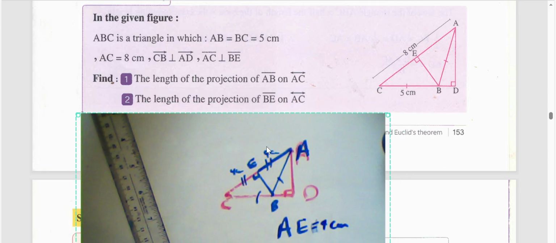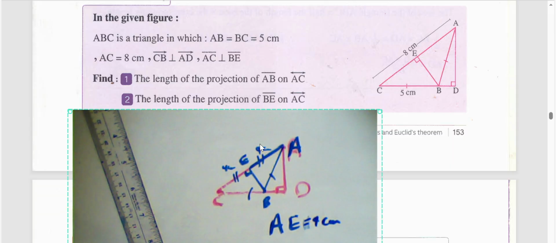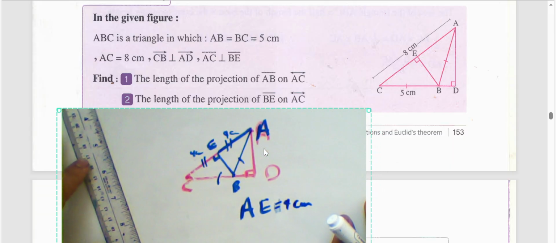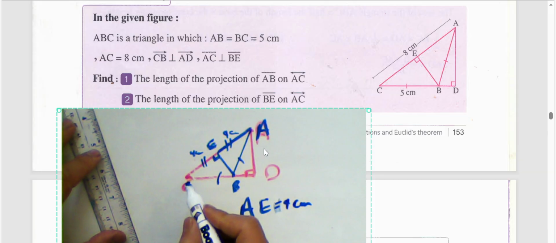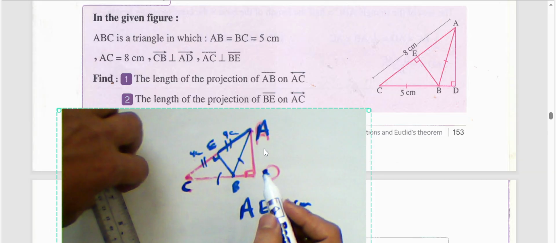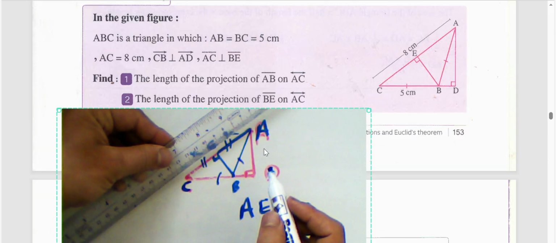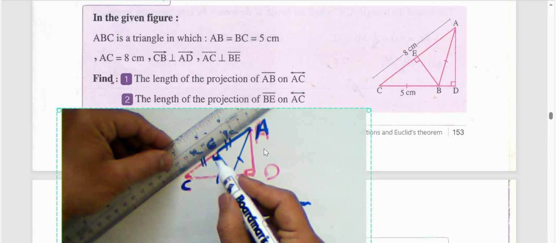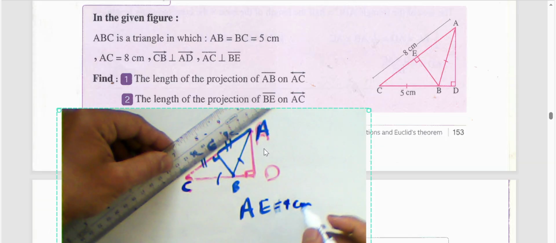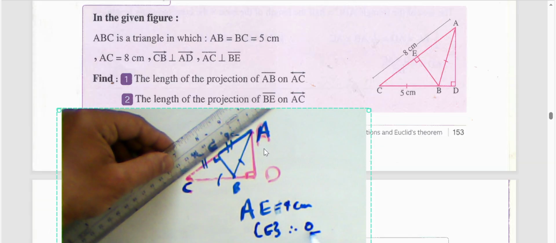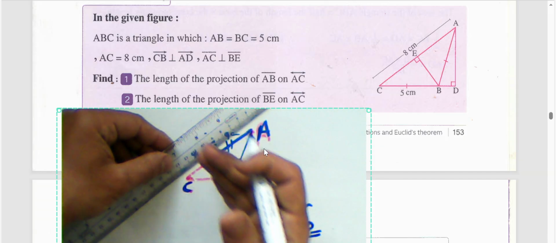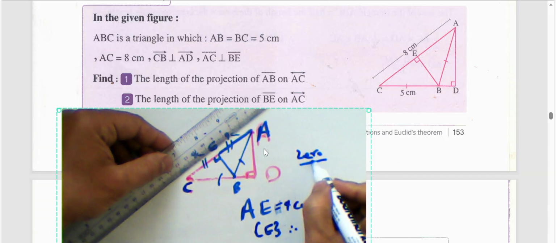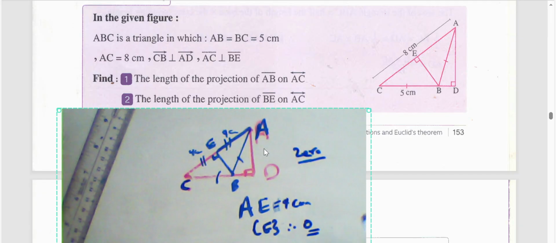Second question, number 2: the length of the projection of BD on AC. BD on what? AC. Put the straight line on AC. Look here, BD is perpendicular to AC, then the length of the projection will be 0. The solution will be 0 because the projection will be a point D. Then the length of the projection of BD on AC, since BD is perpendicular to AC, the result will be 0. The length of the projection will be 0. Next question.